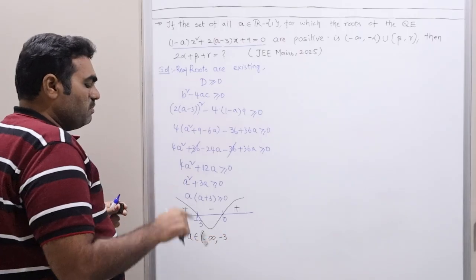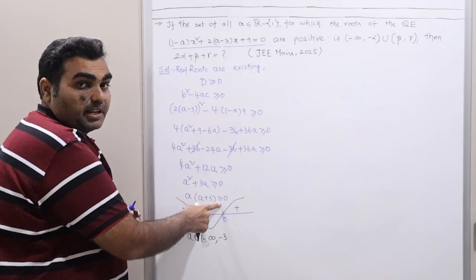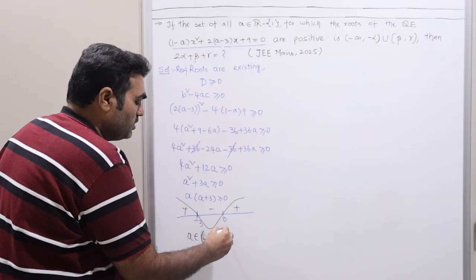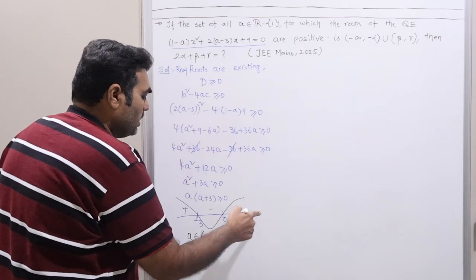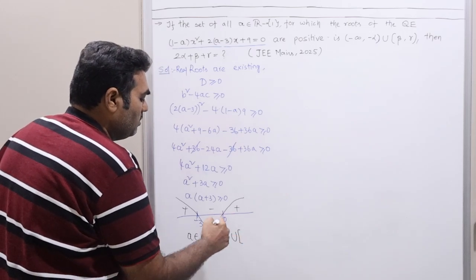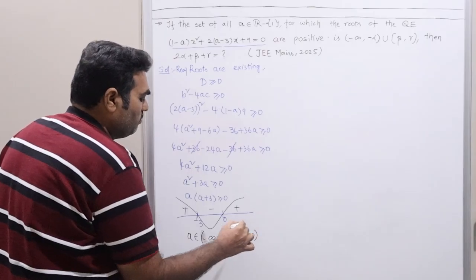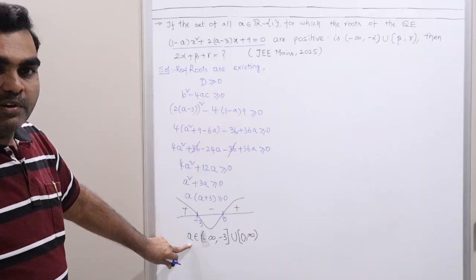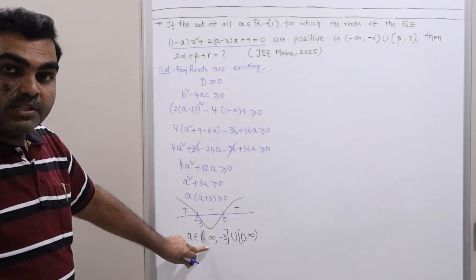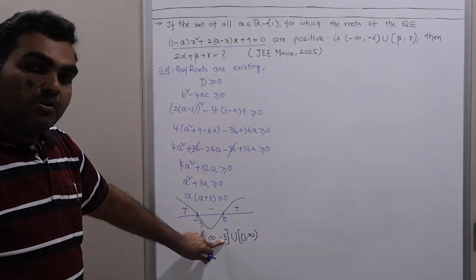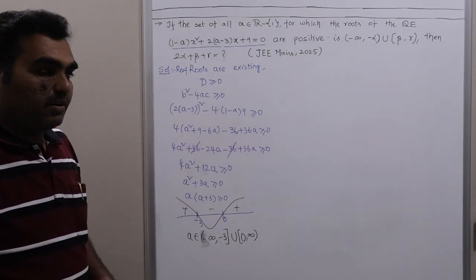Do we need to consider an open interval or a closed interval? That depends on whether you have strictly greater than or greater than or equal to 0. You have greater than or equal to 0, so that is a closed interval, union this part, again a closed interval since it is greater than or equal to 0, 0 to infinity. So this is one range we got: A belongs to minus infinity to minus 3 closed, union 0 closed to infinity open. I hope you understood.